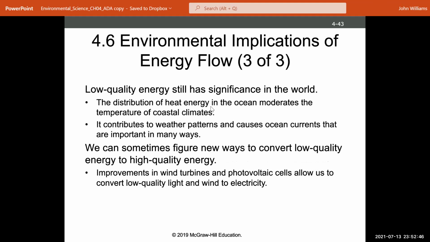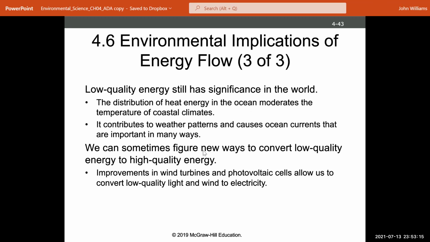So remember that heat energy we were talking about in the ocean, it actually moderates coastal climates and produces those cool maritime climates. And it actually leads to different weather patterns, causes ocean currents that drive fisheries, that create different climate patterns around the globe. And so again, that low quality energy is still really significant for the natural ecosystems.